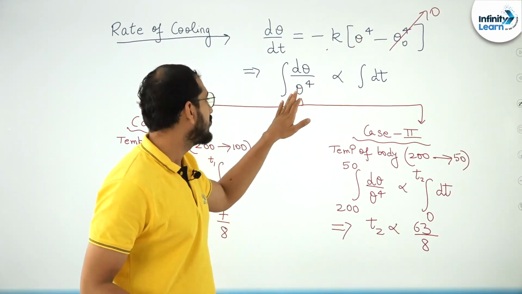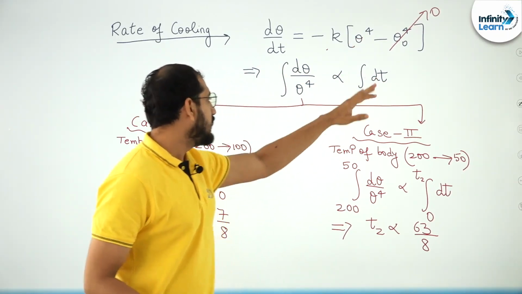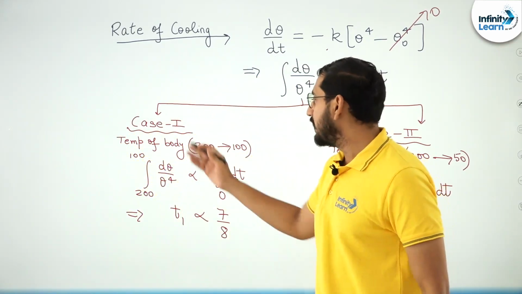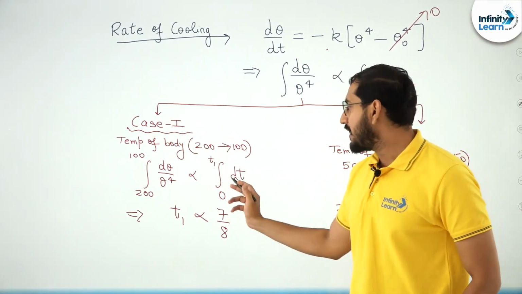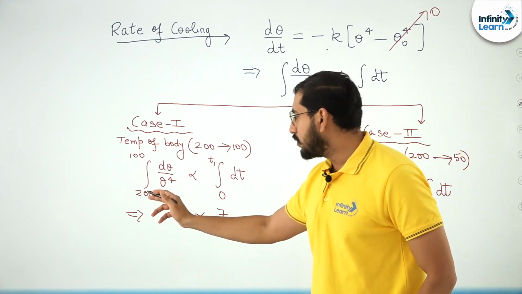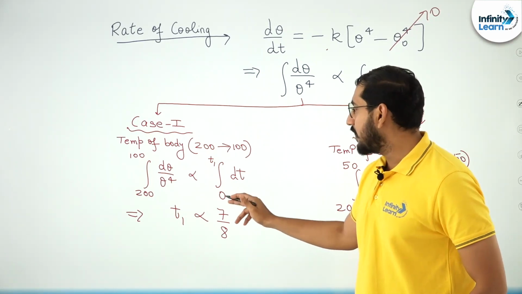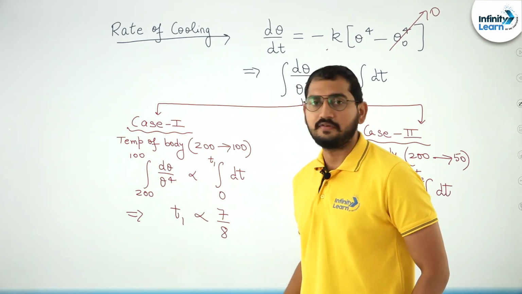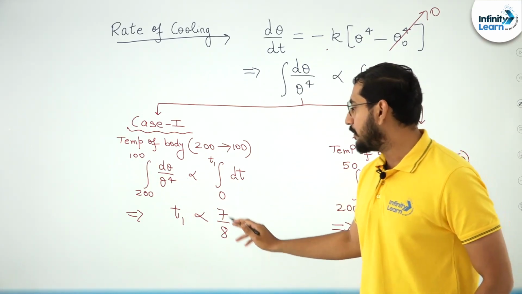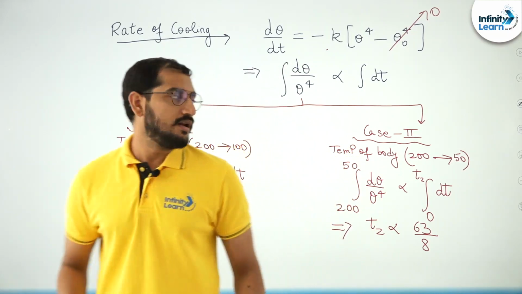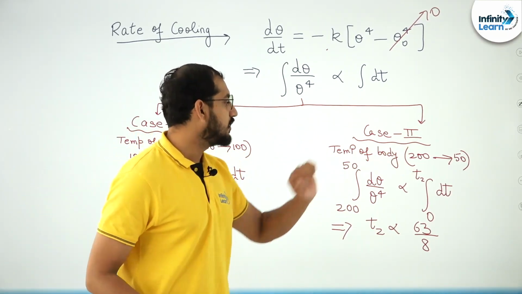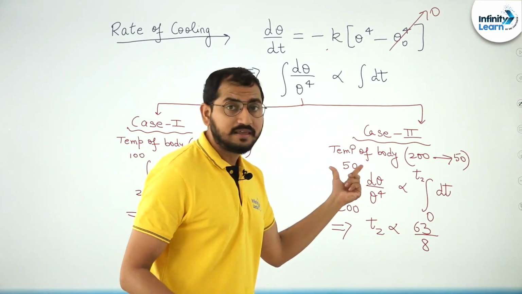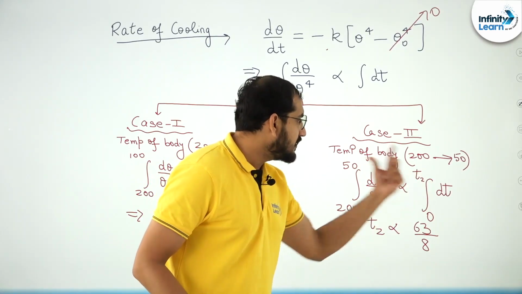So this theta 4 will come down, and eventually for two different cases we will integrate this equation. Okay, the limits of the integration will depend on our cases. In case number 1, when temperature initially is 200 Kelvin, from there we are starting our time. Okay, and by the end of time t1 the temperature will reach 100 Kelvin. Okay, after solving, T1 will come out to be 7 by 8. Similarly, now we will use the limits for case number 2, where the starting temperature is 200, and when the temperature reaches 50 Kelvin, at that time the time is T2.